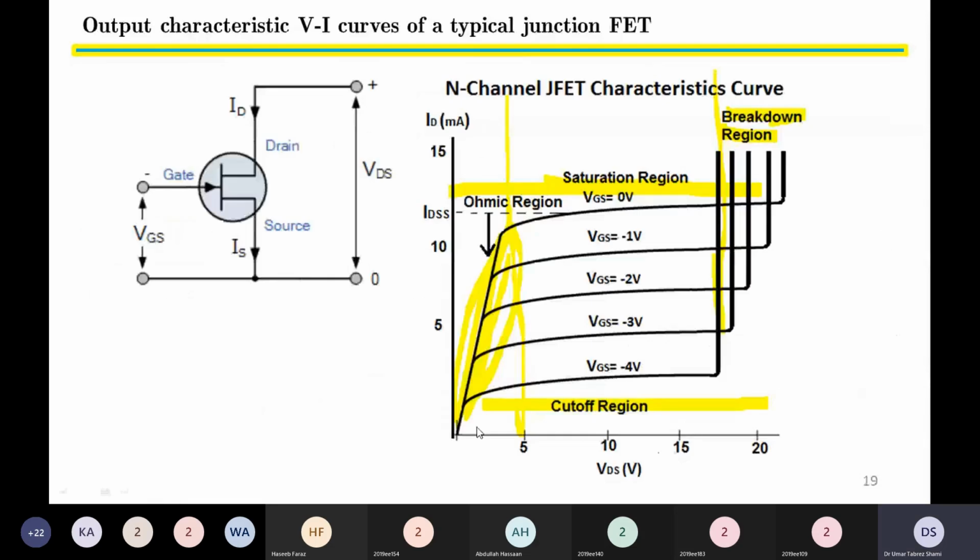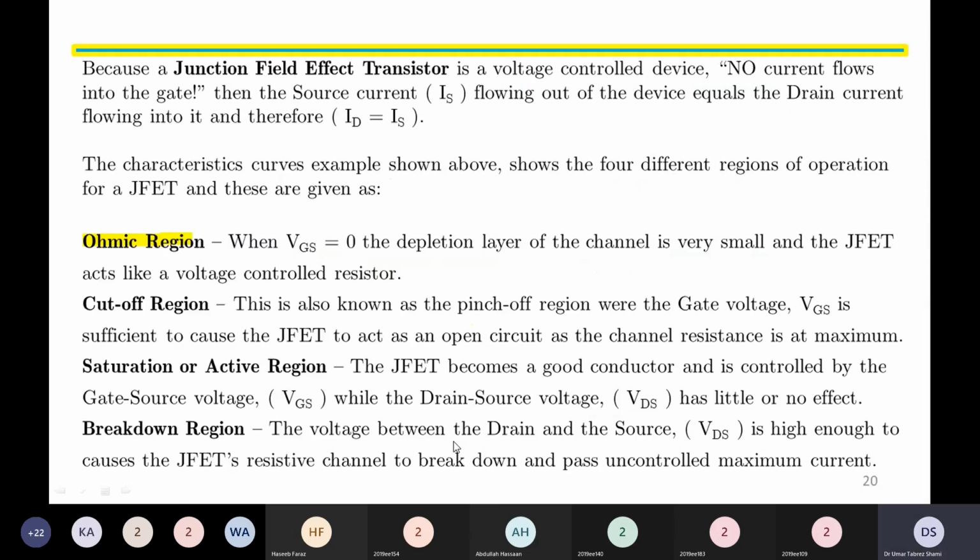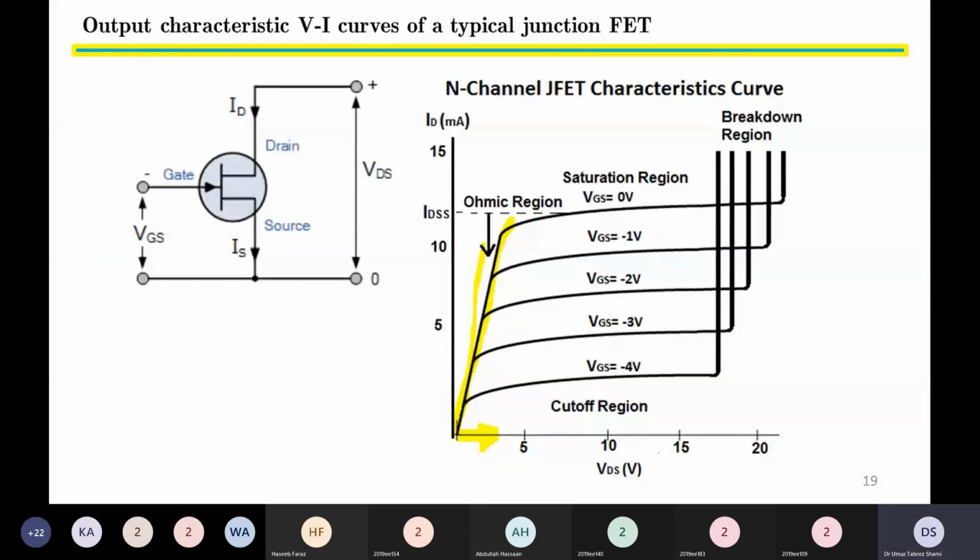So here we have the JFET in the ohmic region, and as we change the VDS, current also changes and it behaves like a voltage controlled resistor. It behaves like a voltage controlled resistor in the ohmic region, and the ohmic region exists only from the start to a very small voltage level.